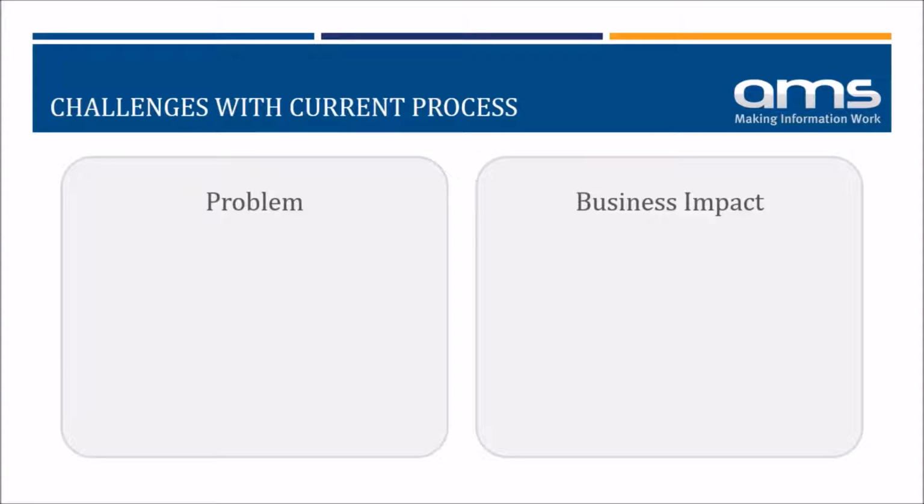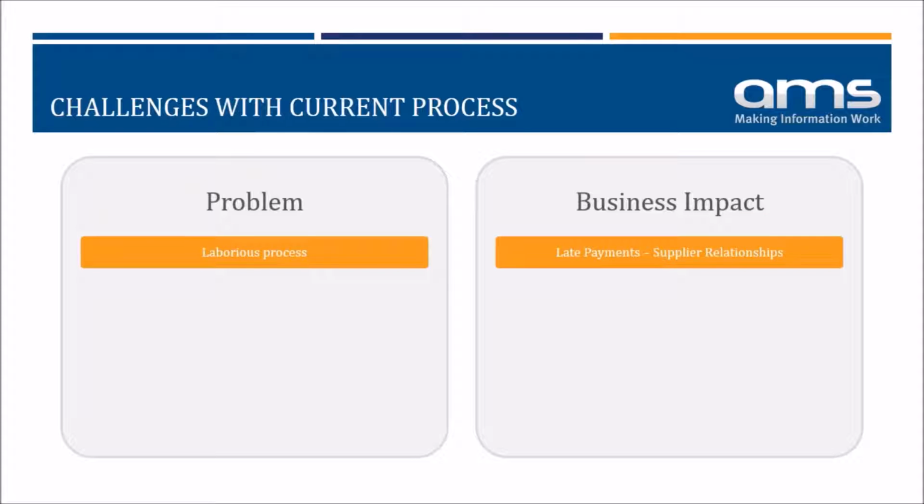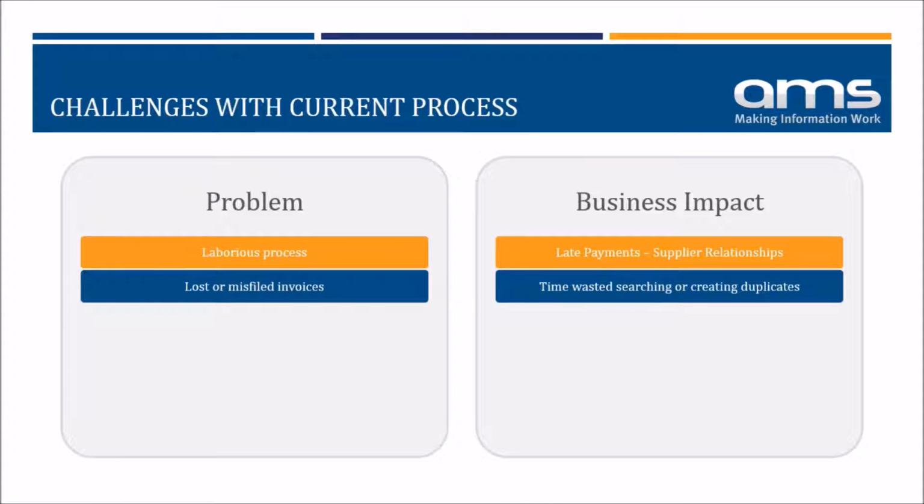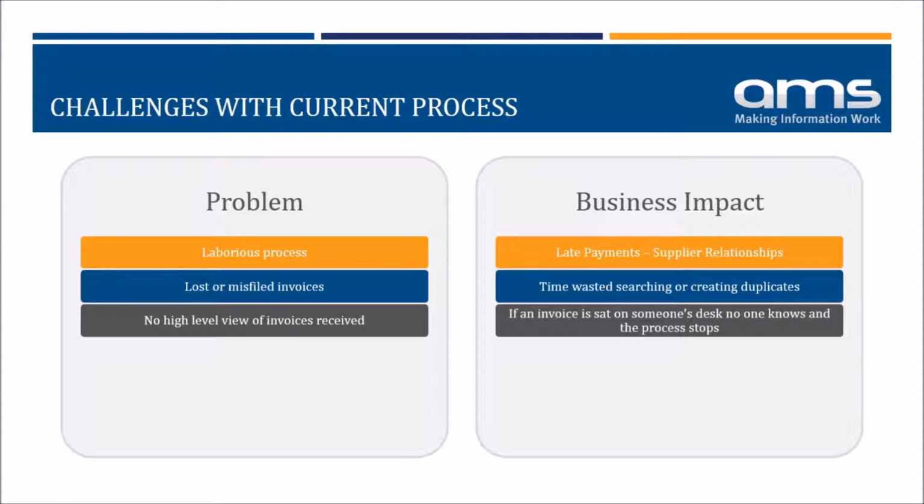So here are some typical challenges that our customers raise when we talk to them about their invoice process. The authorization process is laborious and takes a long time. Sometimes this can result in late payments, which doesn't go down well with our suppliers. Mistakes can happen, and losing or misfiling an invoice can cause serious problems. We waste a lot of time searching for documents or creating a duplicate. It's difficult to know where invoices are in the approval process. It could be sat on someone's desk while they're on holiday, or it's buried under a load of other documents and the whole process comes to a halt.